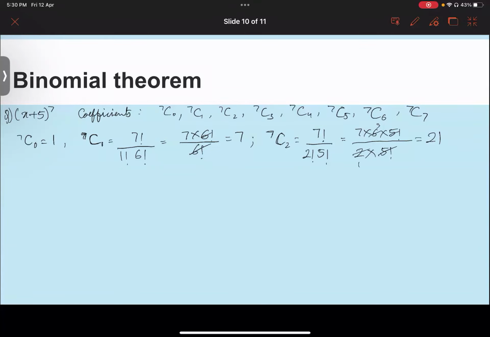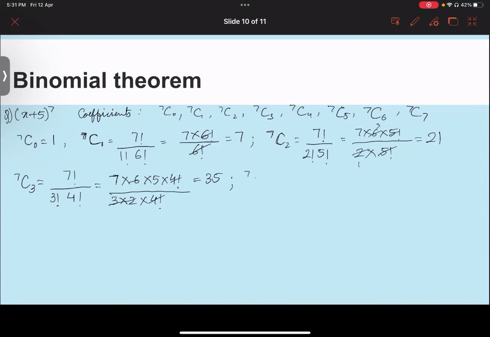Then the next one is 7C3. Okay. So this you can write as 7 factorial upon 3 factorial, and 7 minus 3 is 4 factorial. So expand 7 factorial until you reach your 4 factorial product. So 7 into 6 into 5 into 4 factorial. 3 factorial you can expand, so 3 into 2, and you write 4 factorial. 4 factorial gets cancelled. 3 into 2 is 6. So you get this as 35. Okay, so you get 35 as your 7C3 term coefficient.